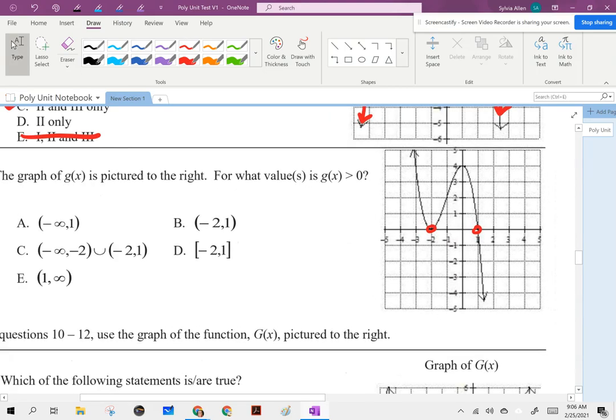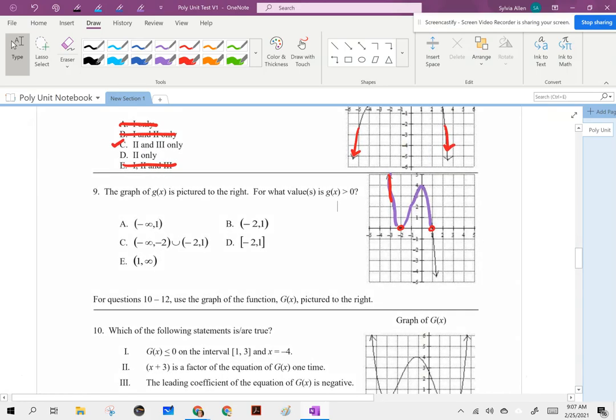So if I were to color code this, it's going to be positive on this interval. So it cannot include the 0 because it doesn't say equal to. So I'm going to go from -infinity all the way to -2, but not include -2, pick back up on the other side of -2 and go to 1. And so that means I'm looking at answer choice C.